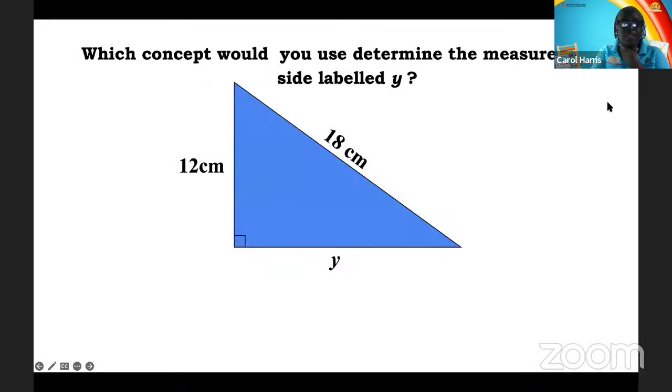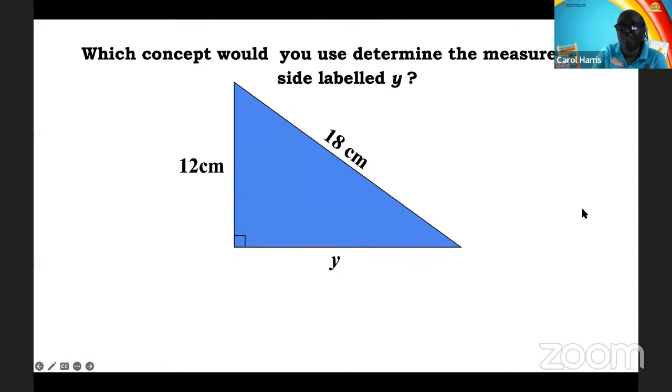All right, so let's look at this triangle. Based on what we've looked at from morning, which of the topics, subtopics, concepts would you use to find the length y? Type in the chat for me or raise your hand. What would we use to find the length y? Yes, Jaden? The Pythagoras theorem. Great. Anybody agrees or disagrees?